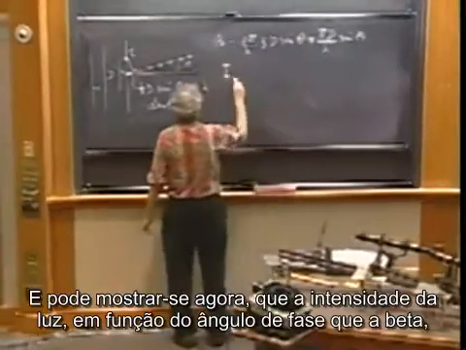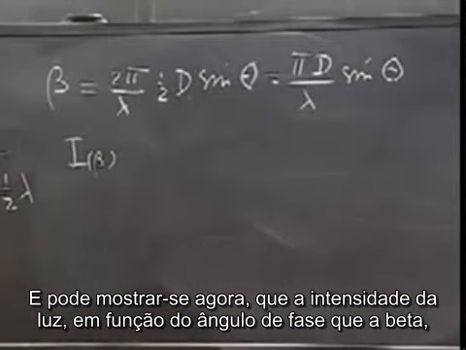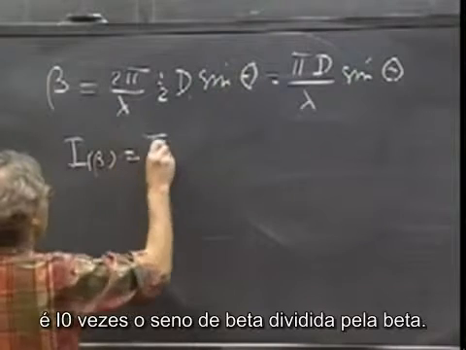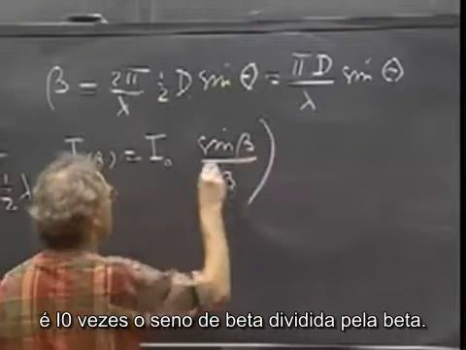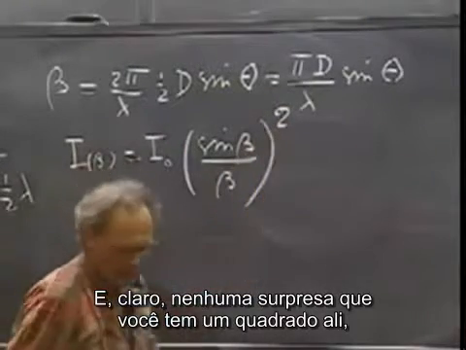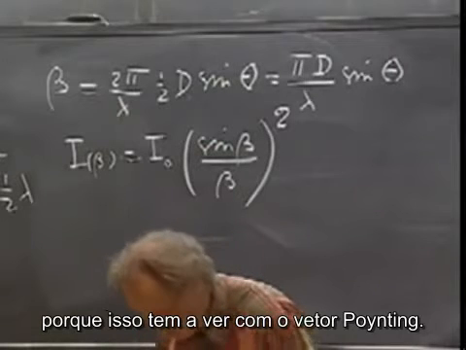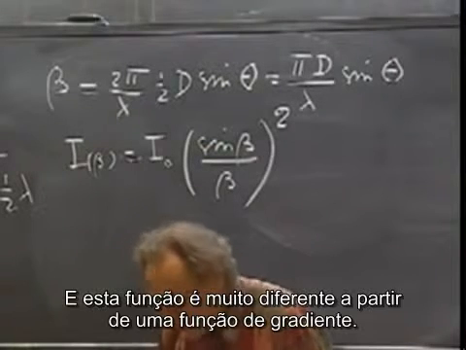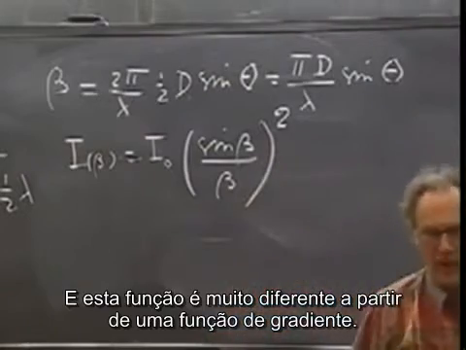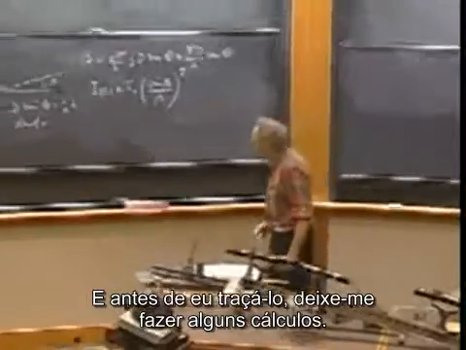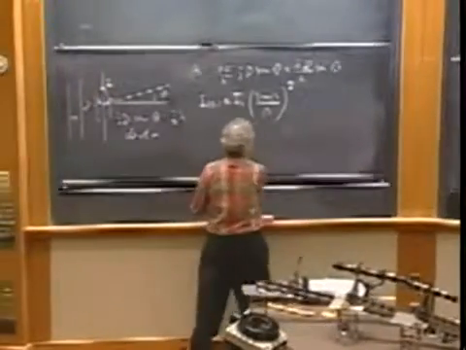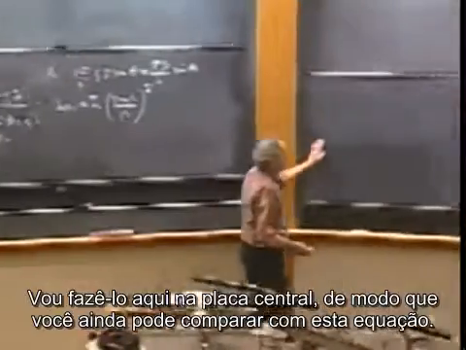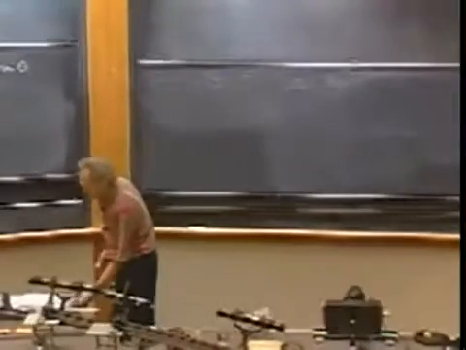And you can show now that the intensity of the light as a function of that phase angle beta is I0 times the sine of beta divided by beta, and of course no surprise that you get a square there, because that has to do with the Poynting vector. And this function is very different from a grating function. And before I plot it, let me make a few calculations. I'll do it here on the center board so that you can still compare with this equation.